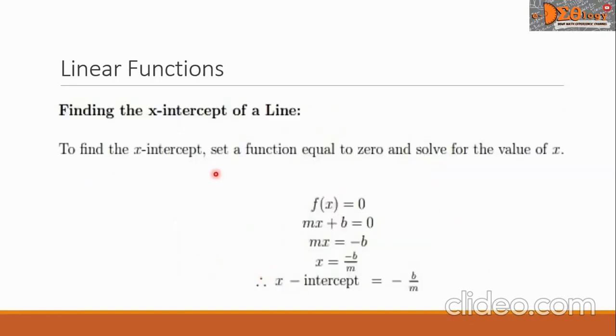To find the x-intercept, we set the function equal to 0 and solve for the value of x. So, given f of x equals 0, we have mx plus b equals 0, and this positive b is transposed to the right. The sign is changed, so we have mx equals negative b. Since we want to get x alone on the left side, we divide this equation by m. The m here will be cancelled out, only x remains, and this is equal to negative b over m. So the x-intercept equals negative b over m. We may use this formula to get the x-intercept.